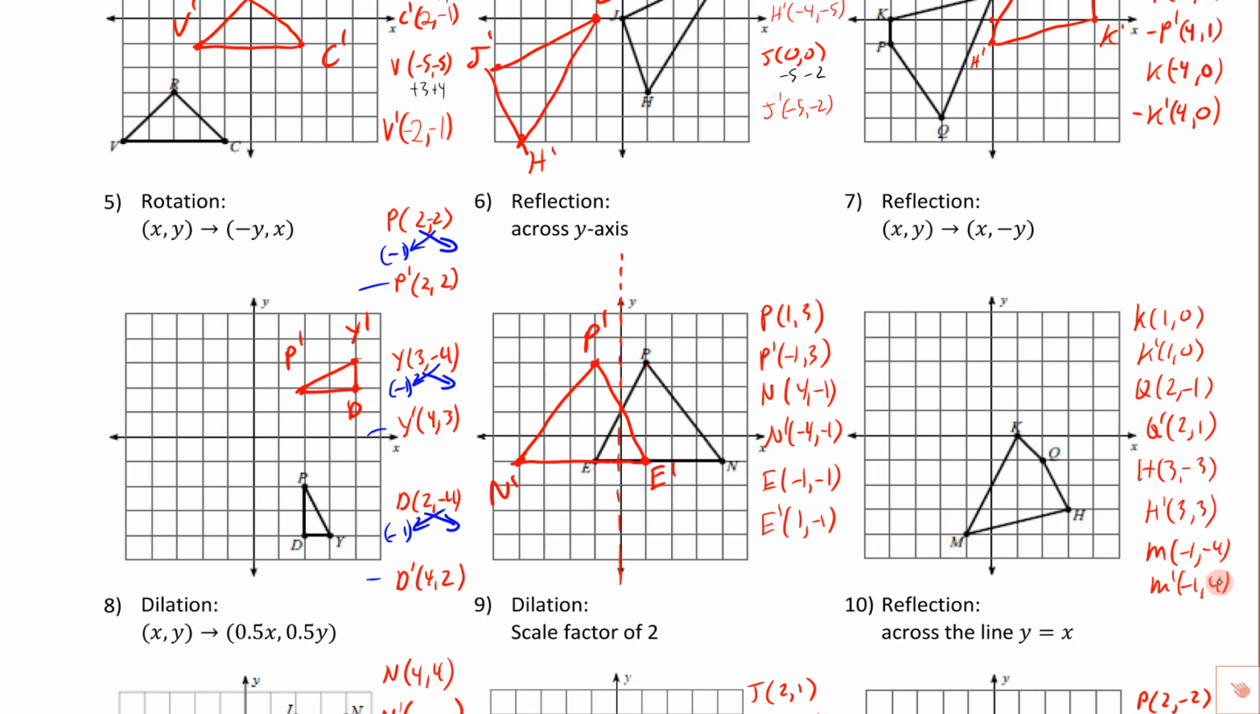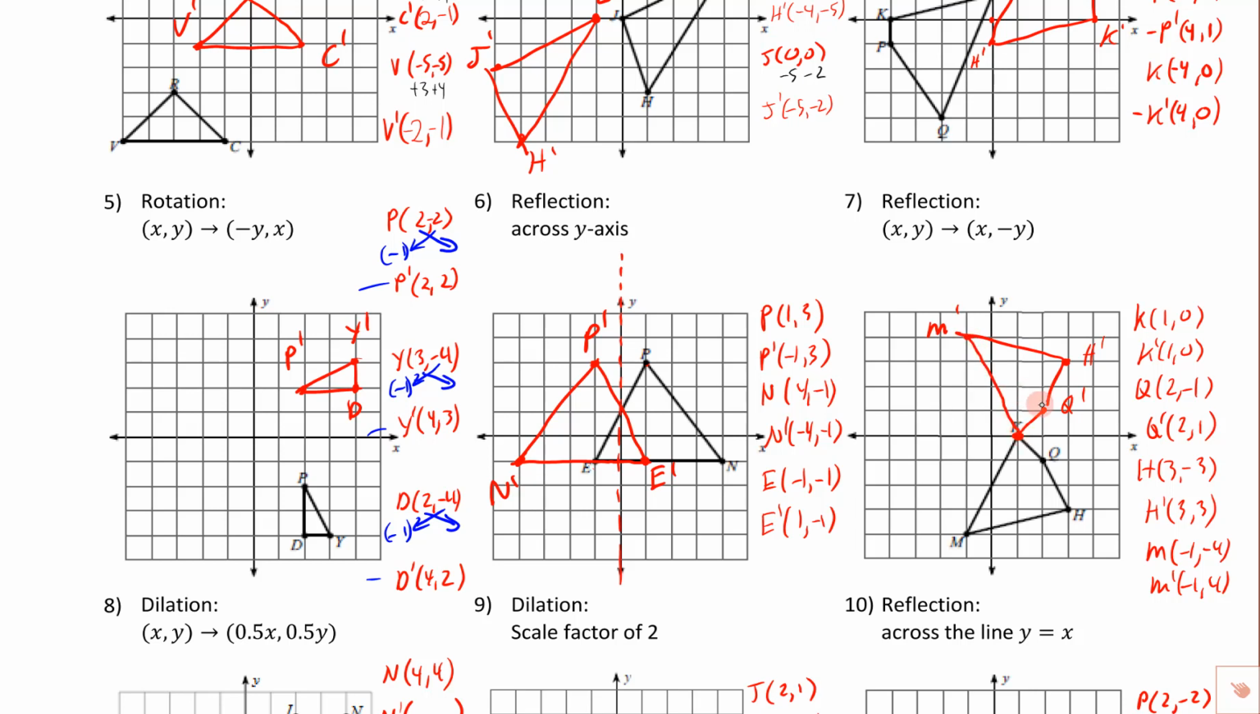So if we go ahead and graph this, so this is going to be 1, 0 for K prime. So over 1 and up 0. Well, that didn't change at all. That's interesting. Q prime is 2, 1, so over 2 and up 1, so there's Q prime. H prime is 3, 3, over 3 and up 3, so over 3 and up 3 would look like this. So there's H prime. And then M prime is -1, 4, so -1 and then up 4, so we'd be right here. So there is M prime. So we go here, here, and then there. Crappy drawing here. Let me straighten that out just a little bit.